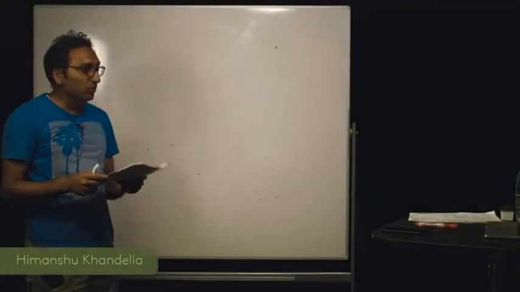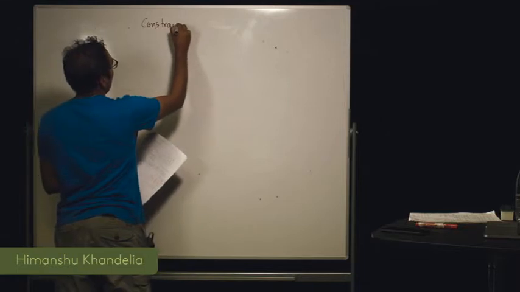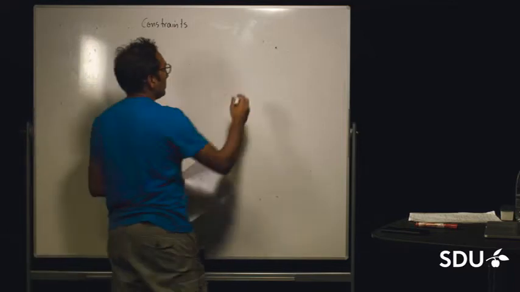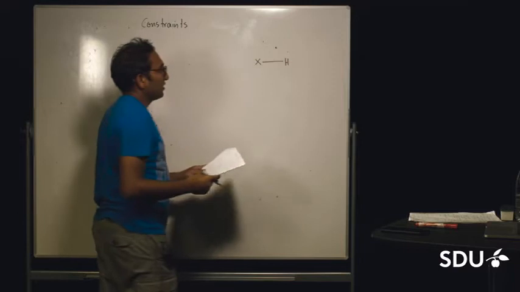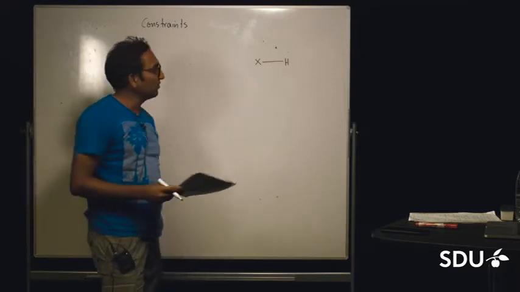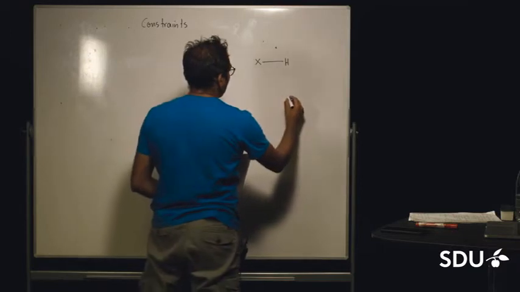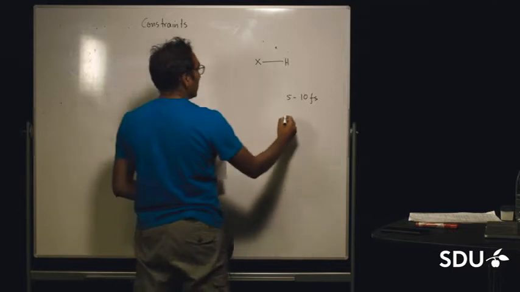In this little video, I'm going to tell you a little bit about constraints in molecular dynamics. We know that the fastest degree of motion in MD simulation is the vibration of a bond that contains hydrogen. And because this vibration takes place on the order of, let's say, 5 to 10 femtoseconds, my integration time step is limited to 1 femtosecond.